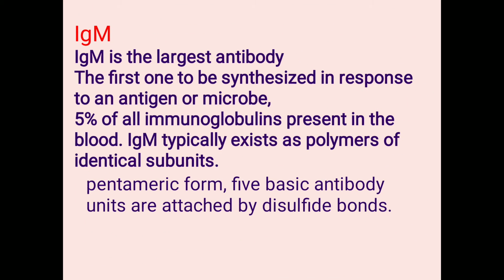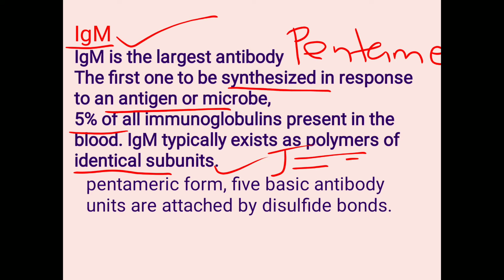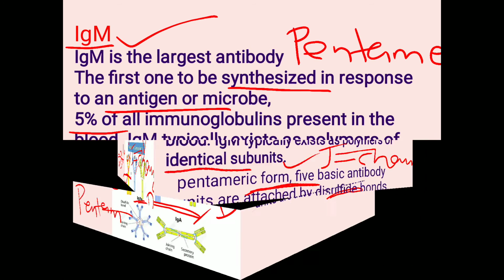Then IgM is the largest antibody, that is a pentamer. Structurally it is large and it is synthesized in response to the antigen. When an antigen attacks our body, this is the first one synthesized, and it constitutes 5 to 10% of the total serum. It is a polymer of identical subunits joined by a J chain, and those 5 identical subunits are joined by disulfide bonds. See here.